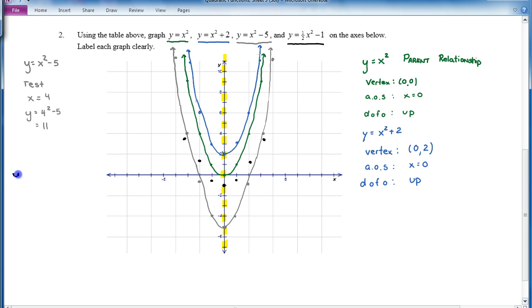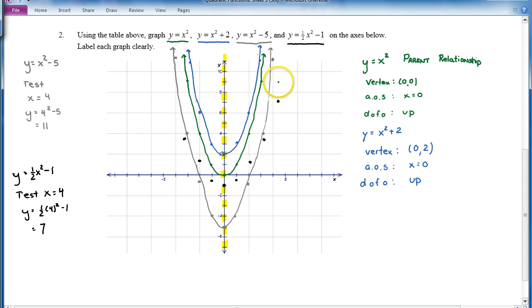So let's actually come down here. Y equals 1 half x squared minus 1. So let's test x equals 4. So I'm going to have y equals 1 half times 4 squared minus 1. 16 over 2 is 8. 8 minus 1 is 7. So we're going to have 4, 7.